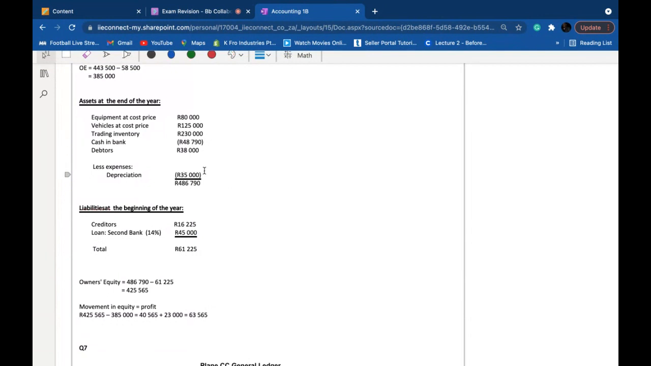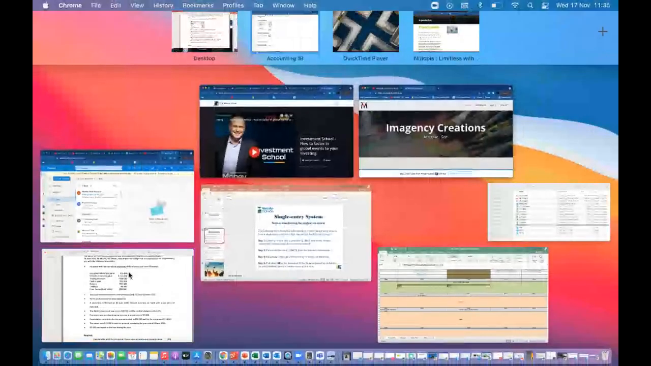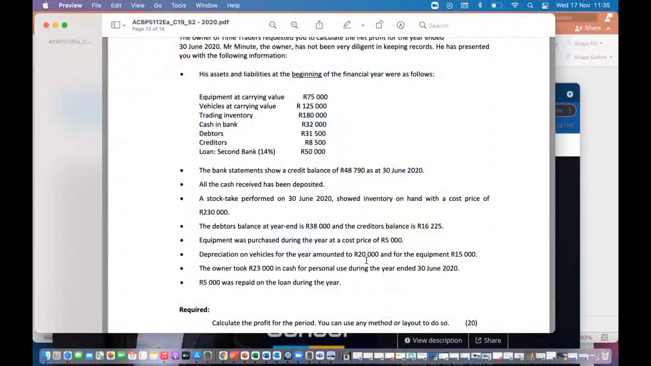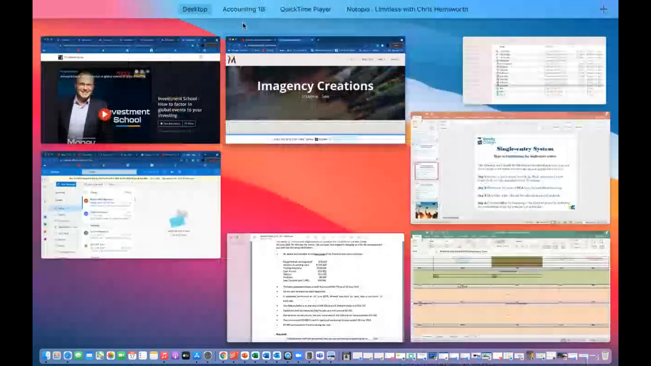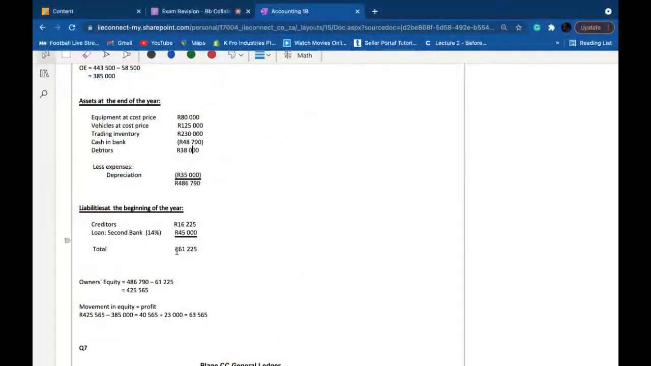Okay, right. So then you add that up. Then the depreciation. Remember, they gave us the depreciation. Depreciation was the 15,000 plus the 20,000. I don't remember which one was which. 20,000 was for vehicles and 15,000 was for equipment. Okay, happy there, right? So that's how we got that, and then that's how we got to this figure here.